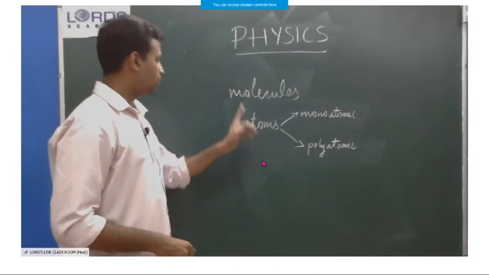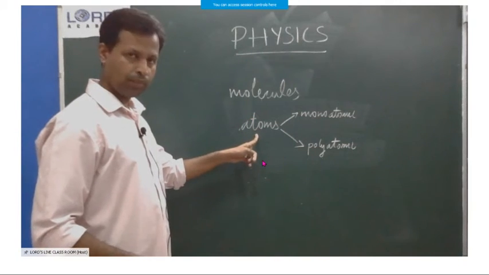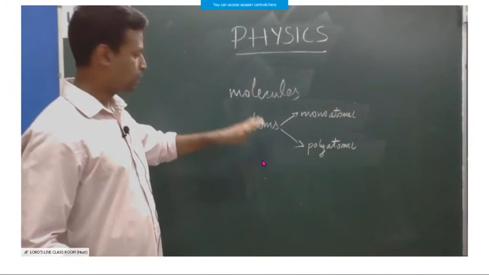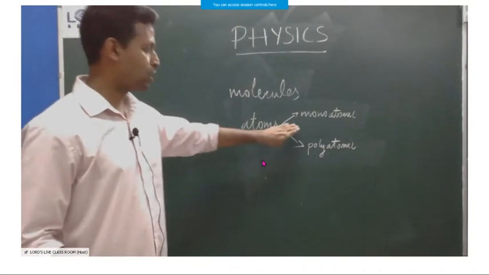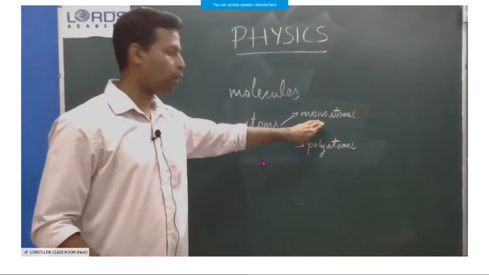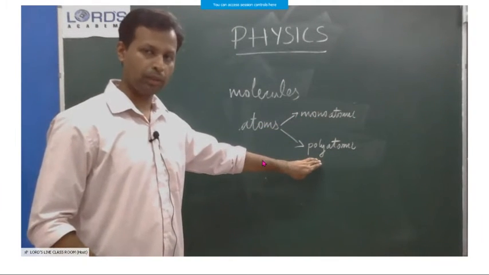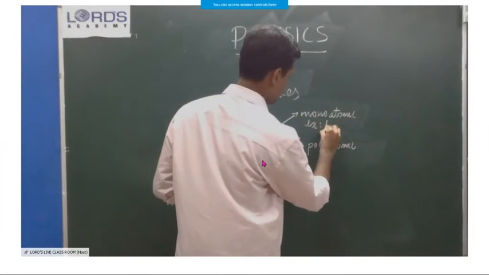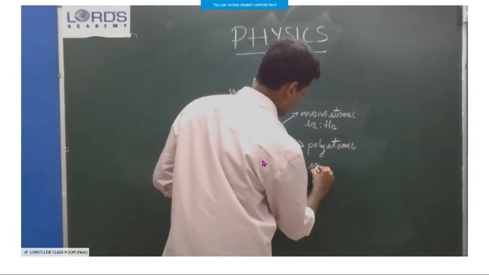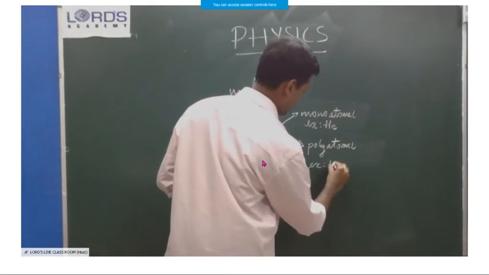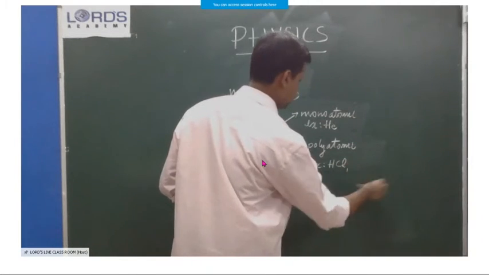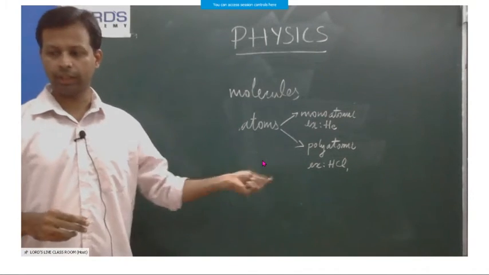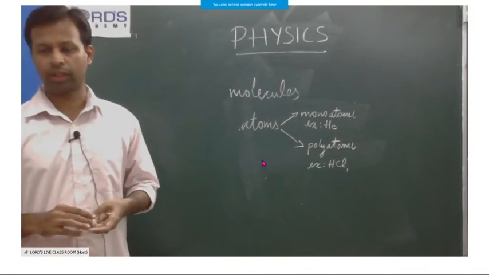Molecules are made out of atoms. Combining two or more atoms, molecules are made. And these can be classified into two, that is monoatomic and polyatomic. I can give you one example. Here it is helium, and there are so many examples. We can take HCl. I think you have studied this one, and I think this is very much clear.